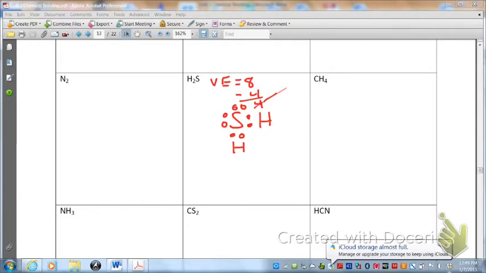So this is the final Lewis dot structure for H2S, where we have created 2 lone pairs of electrons on the sulfur, and we have 2 covalent bonds, one between the sulfur and each of the hydrogens. That's essentially it.